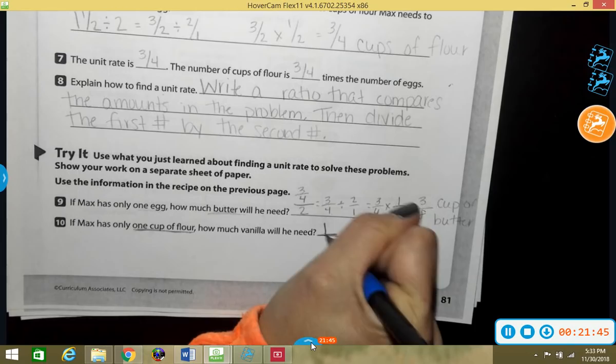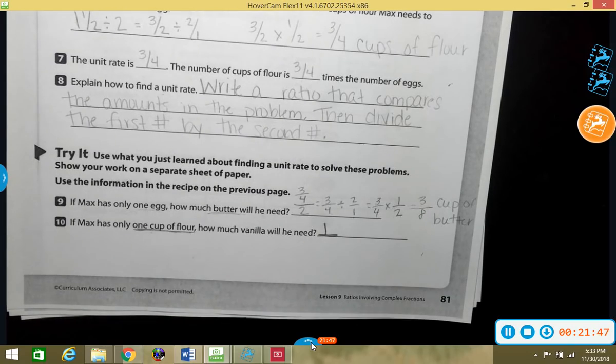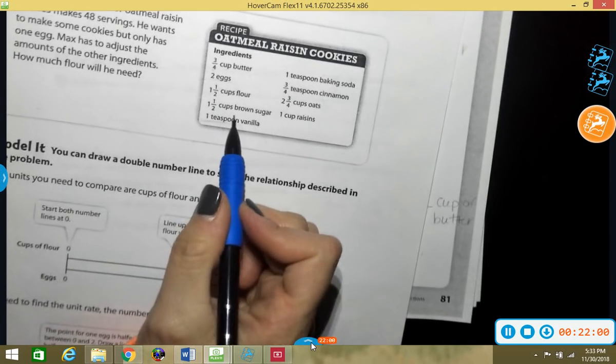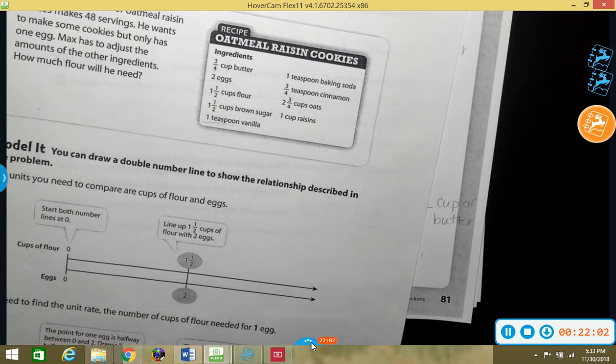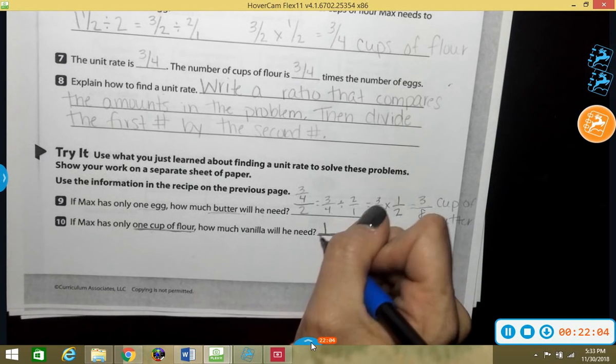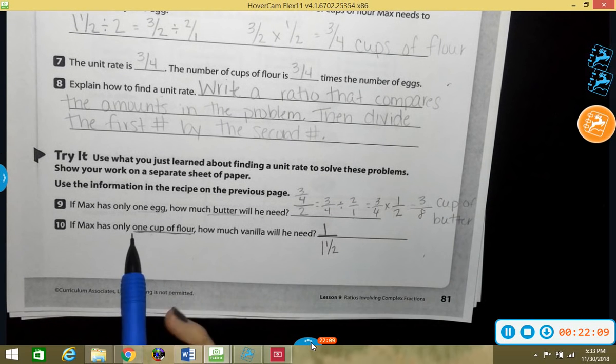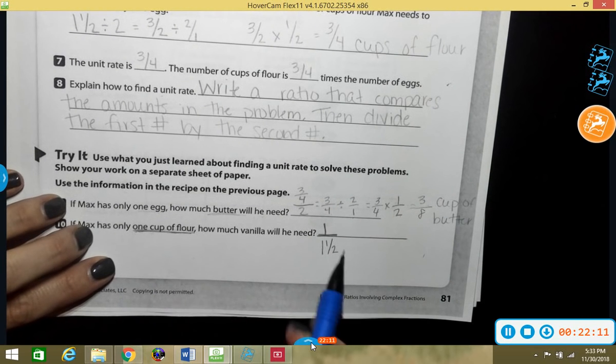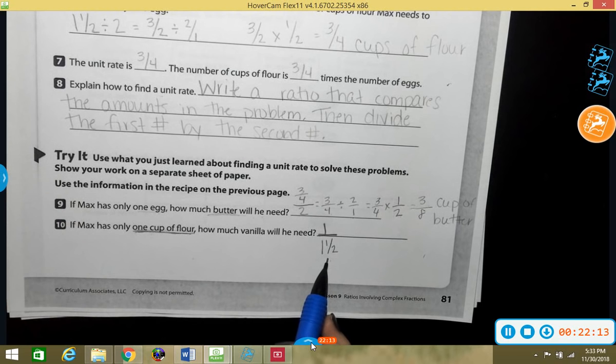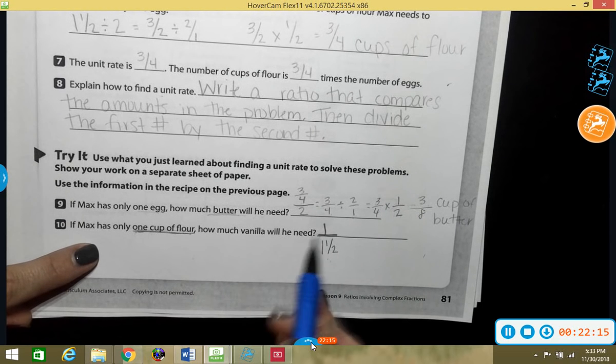So we know flour has to be in the denominator, because when we talked about unit rate a second ago, we said the unit is in the denominator. The flour, it shows here, is 1.5 cups right here. So 1 and then over 1.5. Whatever they're asking the unit rate for goes in the denominator. Whatever you have 1 of goes in the denominator.